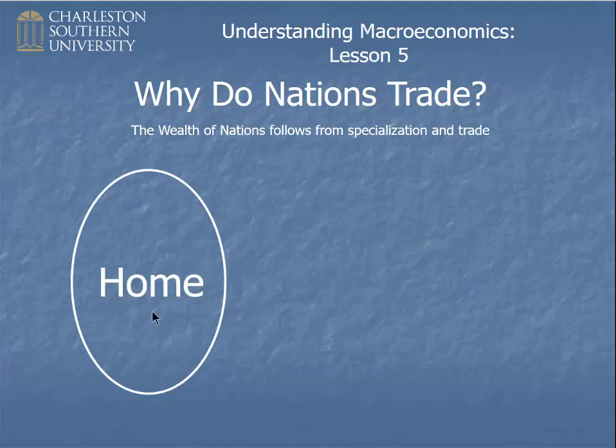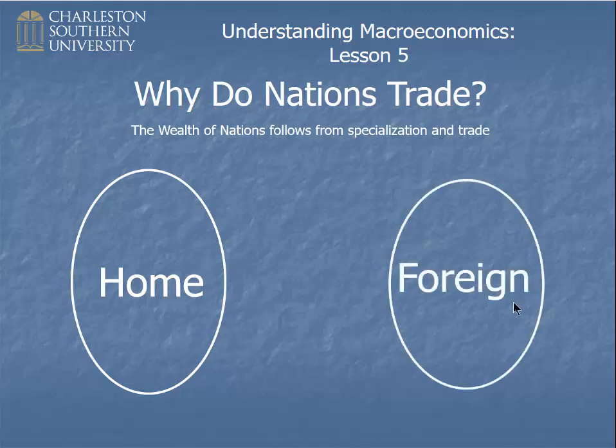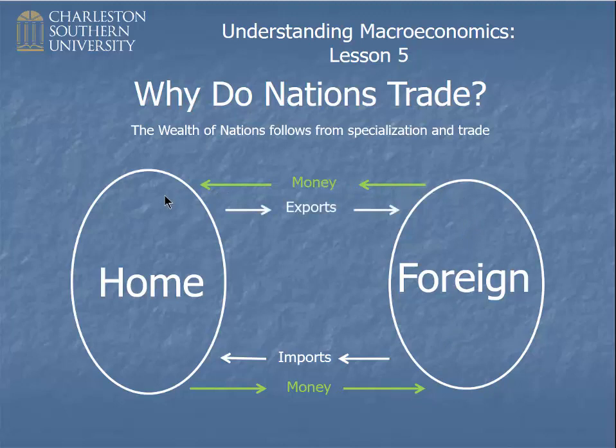Okay, so let's start with a simple flow. Imagine this is the home country here, and over here we have the foreign country. So from the home country's perspective, we would buy things from the foreign country, and we would call those things imports, and then we would pay for those things with money. At the same time, foreigners would have that money, and they would use it to buy things from us, which from our perspective we would call exports. This is the basic flow of trade.